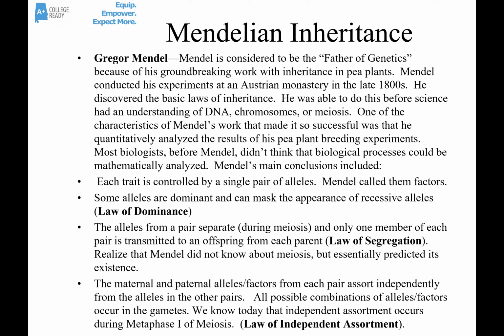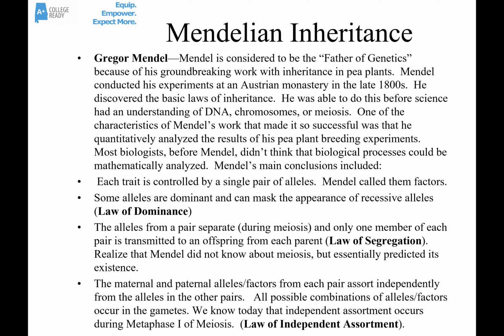Secondly, he said that some alleles are dominant and can mask the appearance of recessive alleles. That's his law of dominance. Thirdly, the alleles from a pair separate or segregate during meiosis, and only one member of each pair is transmitted to an offspring from each parent. We call that the law of segregation, again, separation.